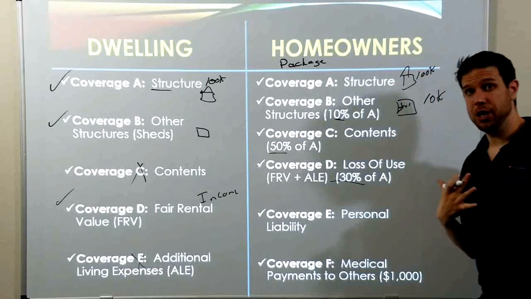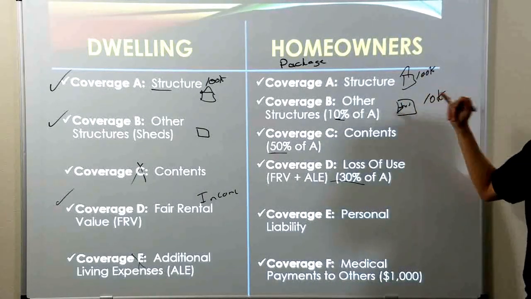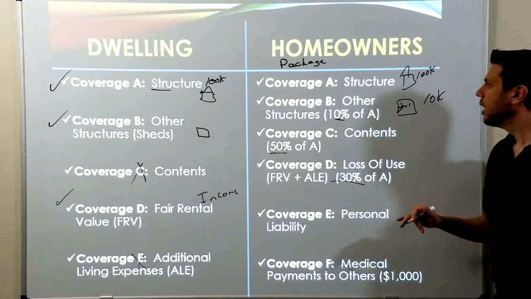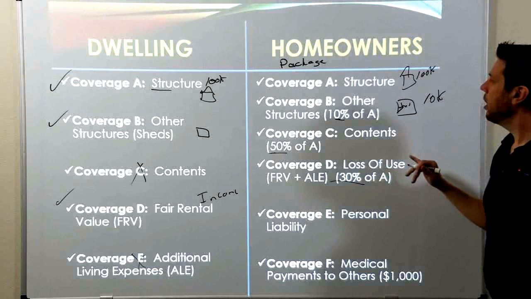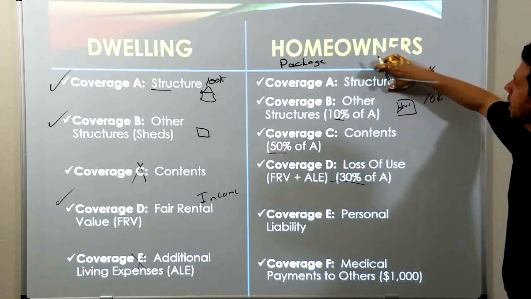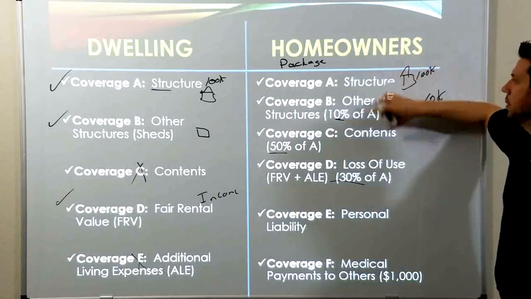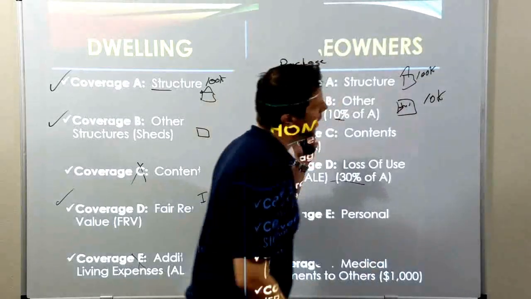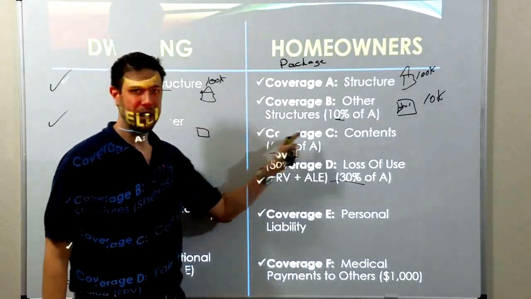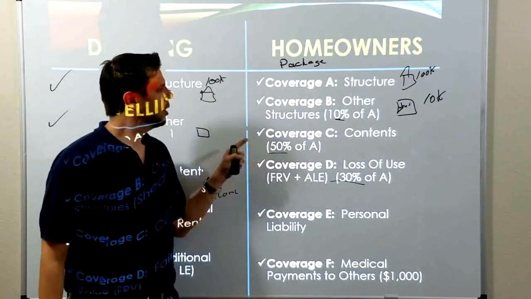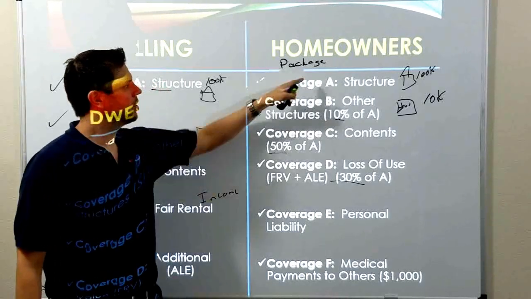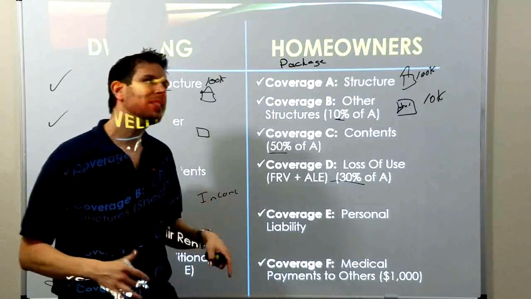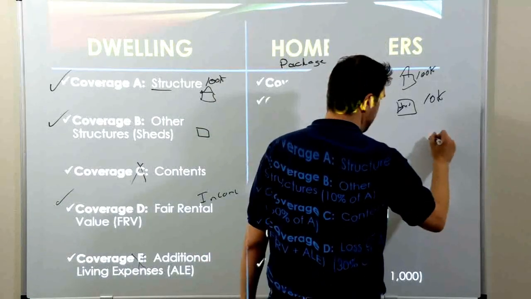Now what if I don't have a shed? I still automatically get coverage B. You cannot opt out of coverages in homeowners. Coverage C, your contents, are automatically covered at 50% of coverage A under homeowners. Because with homeowners you have to live in the house, so your stuff's definitely going to be in your house. So like homeowners policies, if my house is worth $100,000, my stuff is covered for at least $50,000 total.